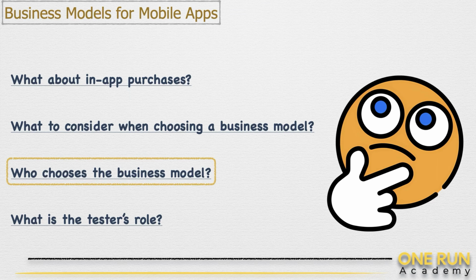The client or the entity funding the app has the upper hand when choosing the business model. However, it's a very long process involving discussions and negotiations between the client, the product manager, the marketing team, business analysts, technical leads, and UI and UX designers, and everyone shares their business and technical point of view, and discussions take place until they reach an agreement.